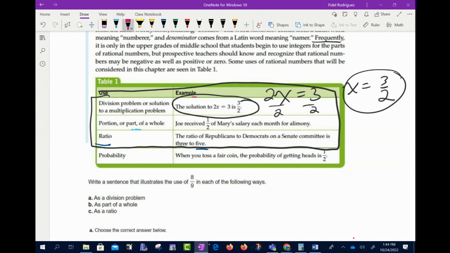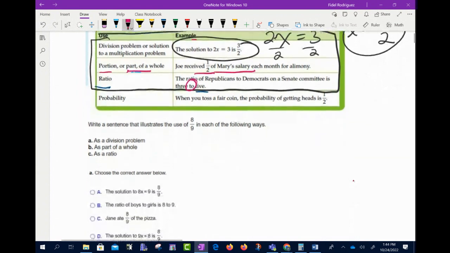Okay, a portion or a part of a whole. So again, a fraction, y'all, it says Joe received half of Mary's salary each month for alimony. And a ratio of Republicans to Democrats on a Senate committee is 3 to 5. In a ratio, y'all, we're always going to see that word "to." Okay. So let's look at our first problem here.